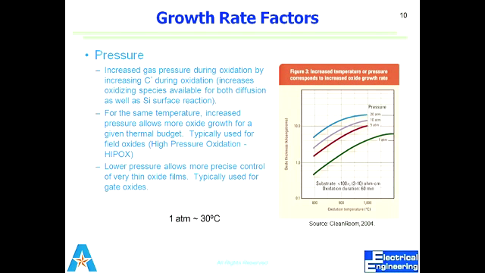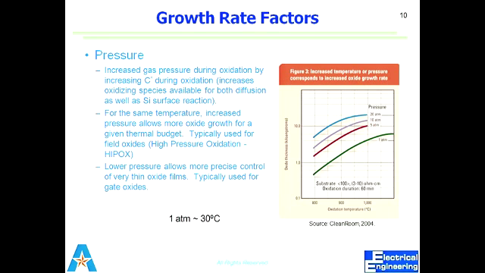Okay, pressure, this is also one of the factors. So if I increase the pressure, here is where F1 actually comes into play. If I want to grow the oxide at low pressure, I can do it, so I decrease the pressure, but it will decrease the rate as well. Similarly, if I increase the pressure, it will increase the oxidation rate as well.